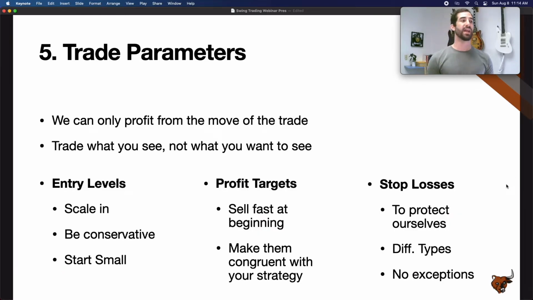Some last comments, guys. Very important: trade what you see, not what you want to see. Trade what the chart offers you, not what you want it to do, okay? The market will do whatever it wants to do, whether you agree or not, okay? So the only thing that we can do is have a system in place that is going to either protect us on the trades that don't work out, or allow us to profit on the trades that do work out, okay?